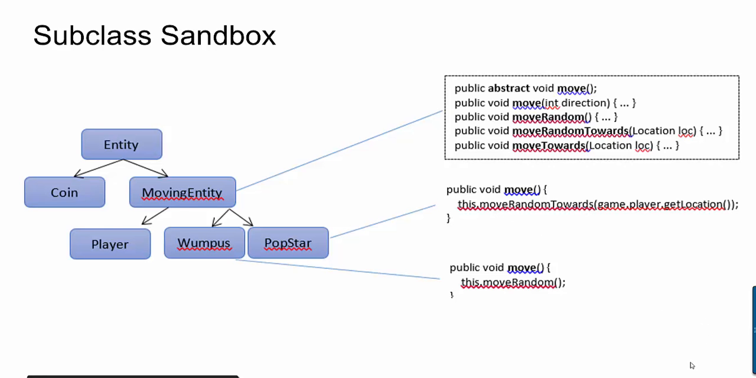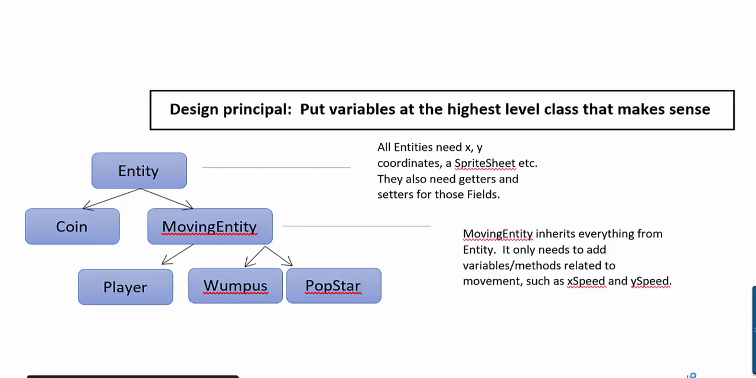So that's Subclass Sandbox. A review from last time, one of the design principles we're using is we're going to put variables and methods at the highest level class for which they make sense. So entity should contain XY coordinates, it should contain the sprite sheet, and so on. Moving entity should contain everything that pertains to movement, so X speeds and Y speeds and so on. And then Wumpus and Popstar maybe don't even need any of their own variables at all because everything that's relevant is getting inherited from above.